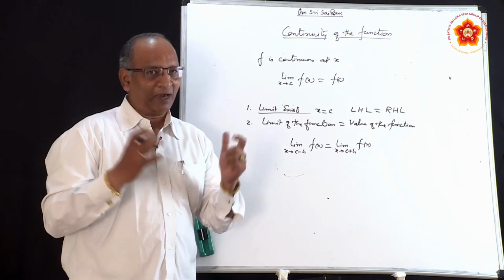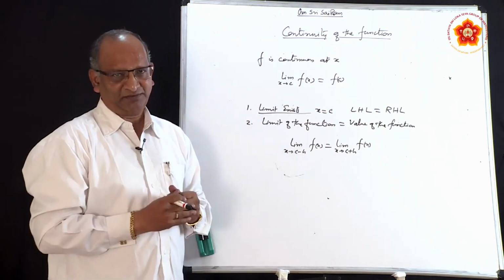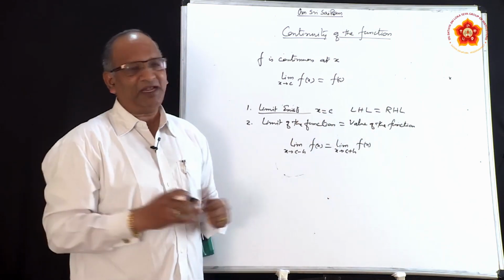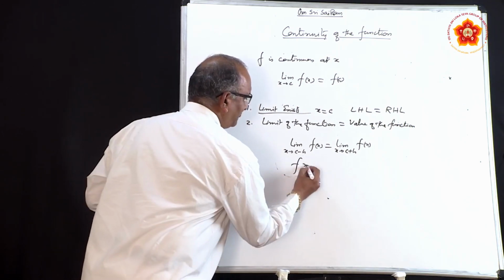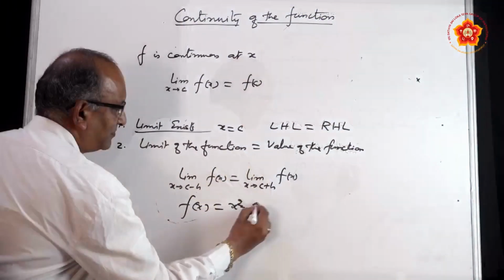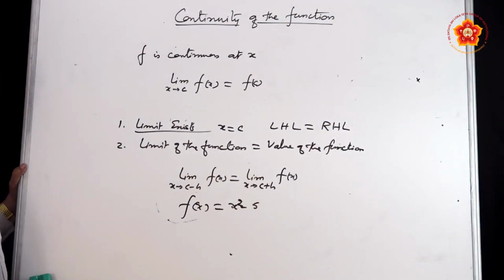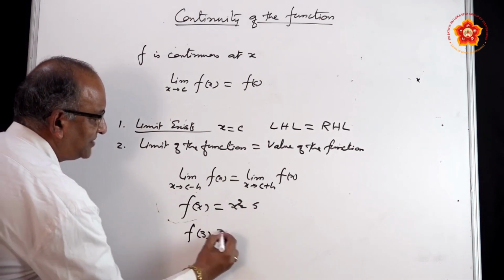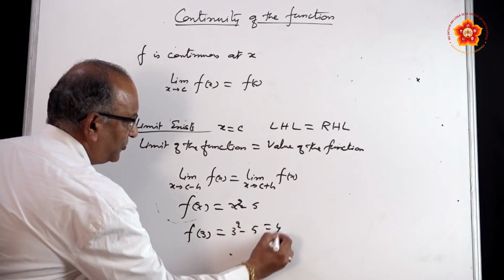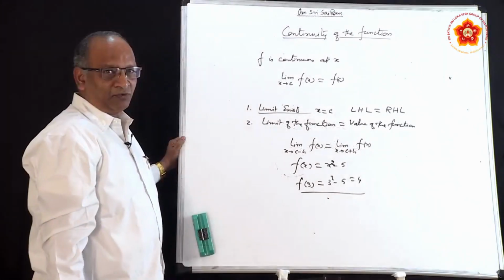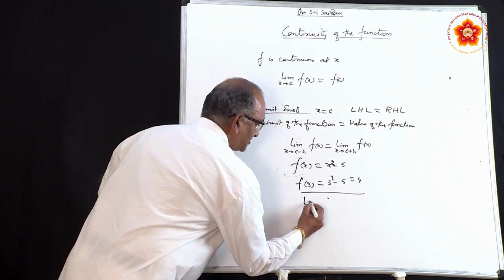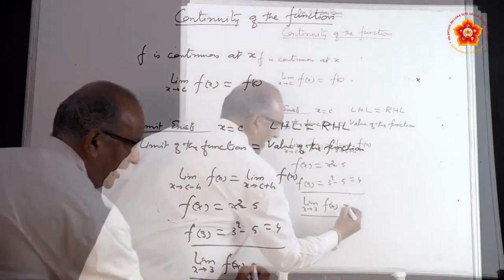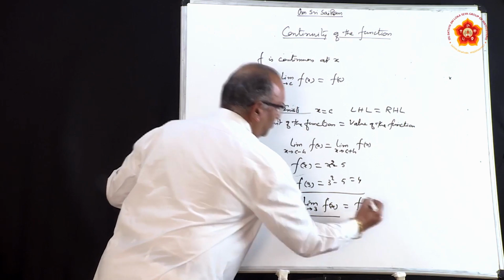Second condition: whatever limit exists, that is called the limit of the function. And that limit of the function should be equal to the value of the function. How do you get the value of the function? Now let us say you have a function f(x) equal to x square minus 5. How do you get the value of the function? Let us say at x equal to 3 we want to know. Simply substitute 3 in place of x, and you get 3 square minus 5 equal to 4. This is called the value of the function. Then what is the limit of the function? The limit of the function is limit x tending to 3 of f of x. This is called the limit of the function, and that is called the value of the function. Both should be equal.